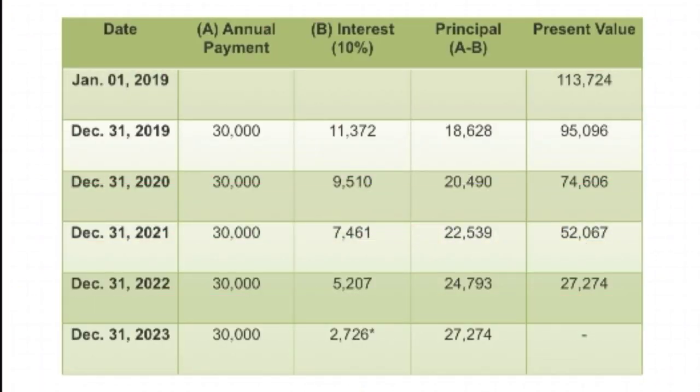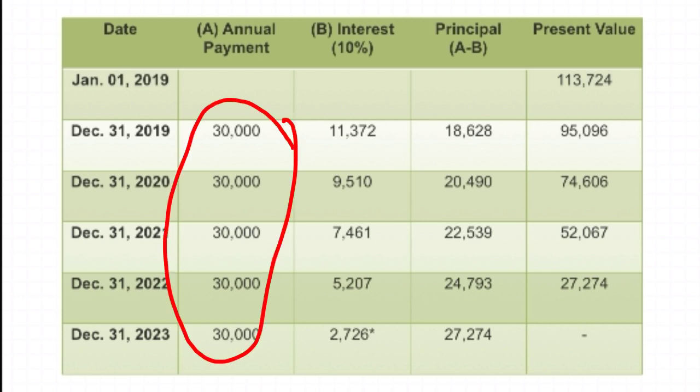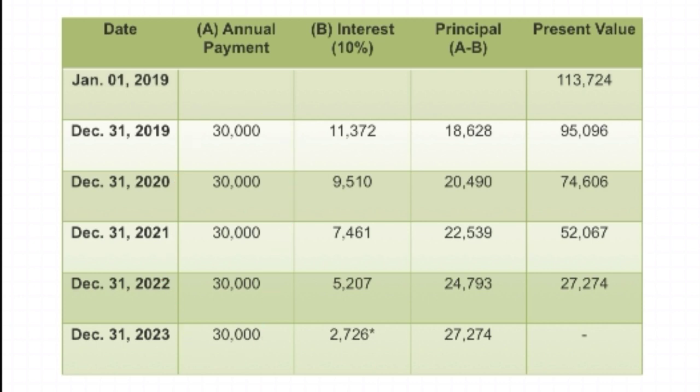So on January 1, 2019, the present value of the lease receivable is 113,724 and the annual payment is equal to 30,000 payable at the end of each year. So para makuha natin yung value ng interest on December 31, 2019, i-multiply natin yung current present value ng lease receivable sa given implicit interest rate. So, 113,724 times 10% is equal to 11,372.